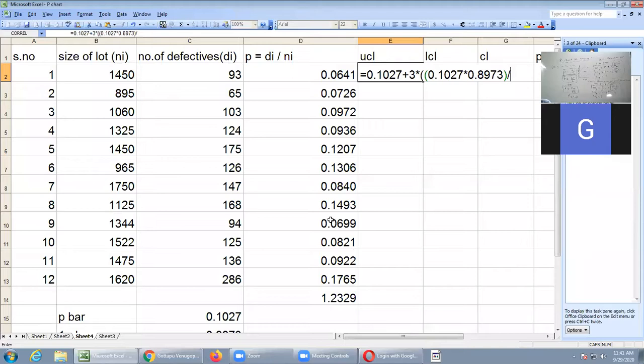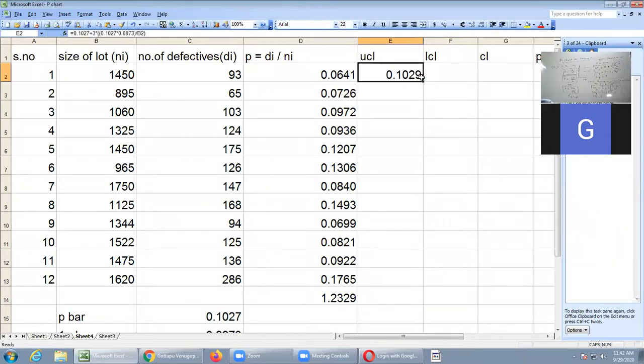Yesterday the N value was fixed. N value was 2000, yesterday's problem, so that's why you typed that value. Now the N values are changing. See, these are the N values, N has different values. So you are calculating the first UCL value. N values are changing, so you select the first one and then close the brackets. Then automatically you will get the first UCL value. For N value 1450, you will get UCL value 0.1029.